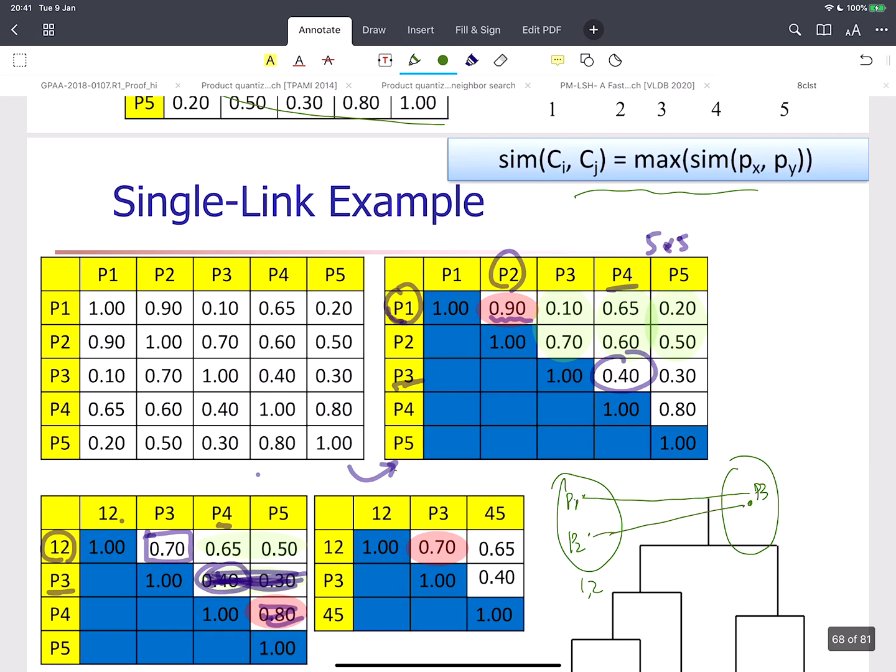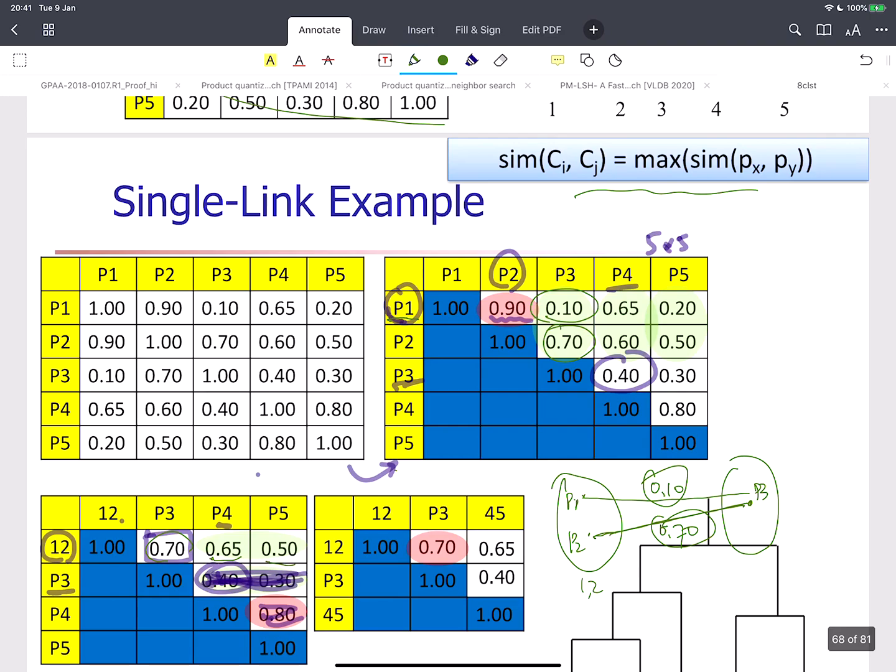What are the similarities? 1 and 3 is this one, 0.1, and 2 and 3 is this one, 0.7. These are similarities, and in this method we encourage clusters to merge, so we are very optimistic. We take the maximum similarity. So you take the maximum of these two values, which gives you 0.7, and you do the same thing to get these two.